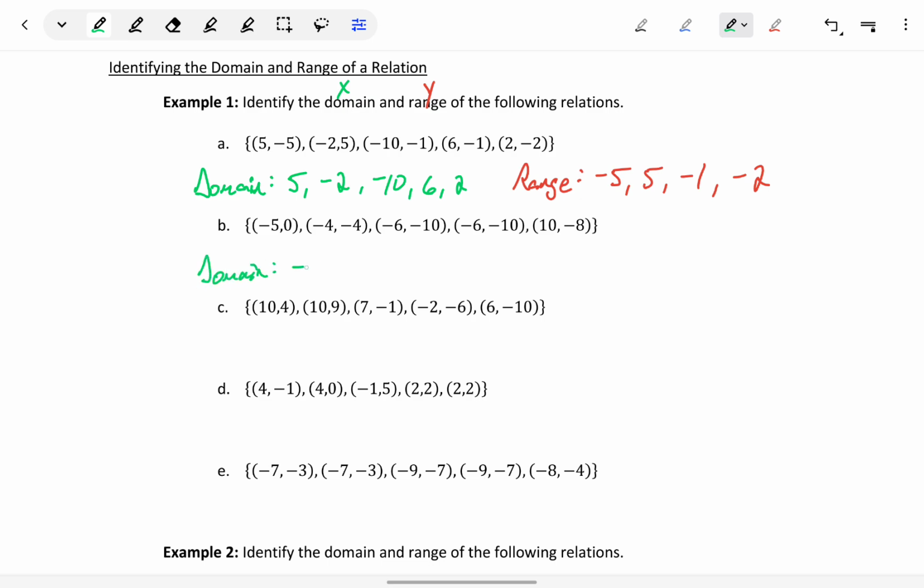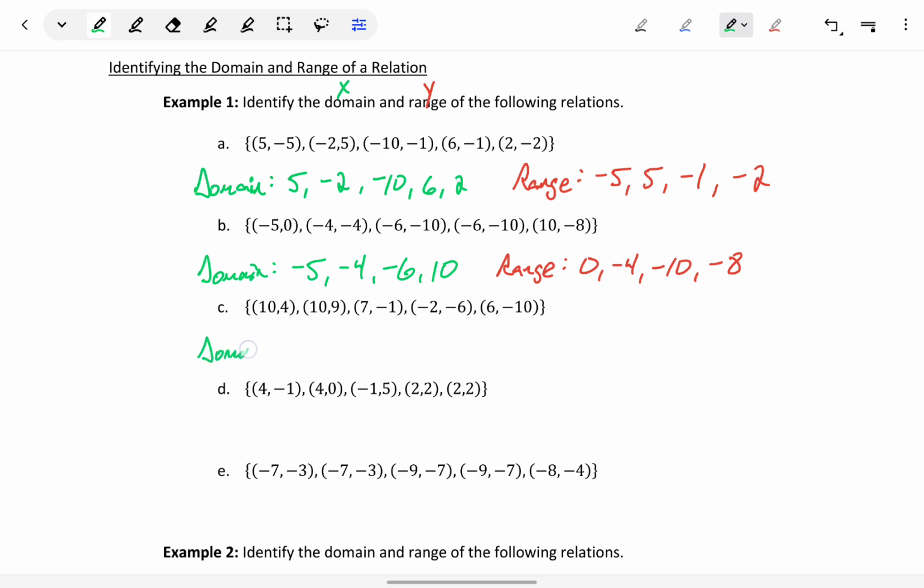In part B, we have -5, -4, -6, which is repeated, and then 10 as part of the domain of that relation. And then the range would consist of 0, -4, -10, which is repeated, and -8.